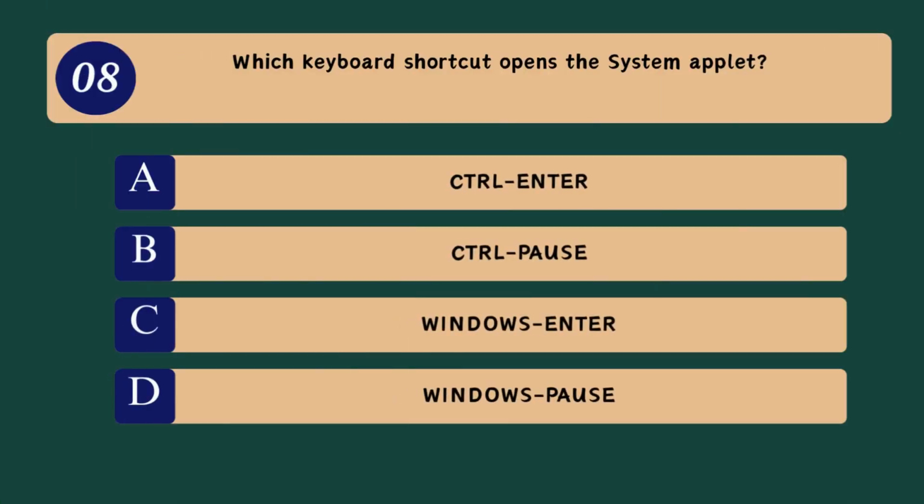Question 8. Which keyboard shortcut opens the system applet? A. Ctrl Enter. B. Ctrl Pause. C. Windows Enter. D. Windows Pause. Correct answer: D. Windows Pause.